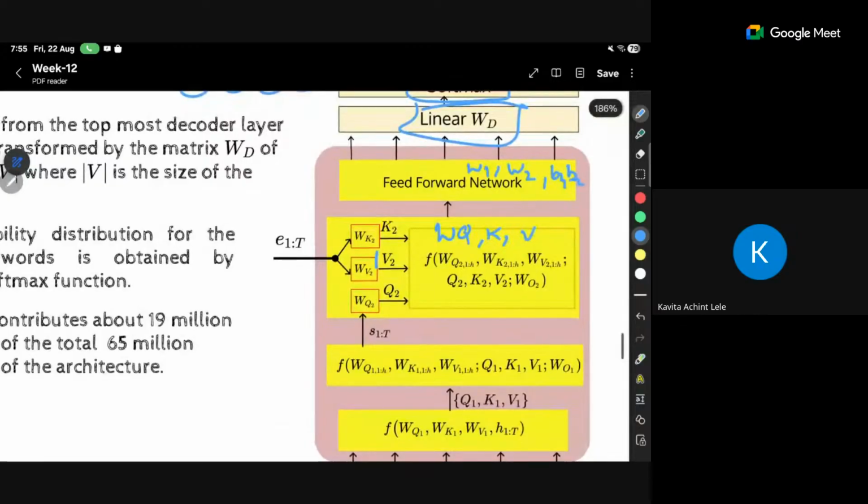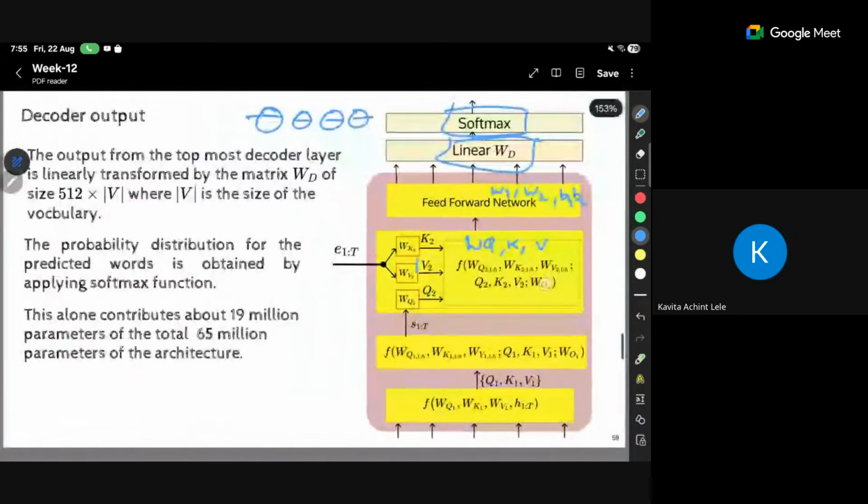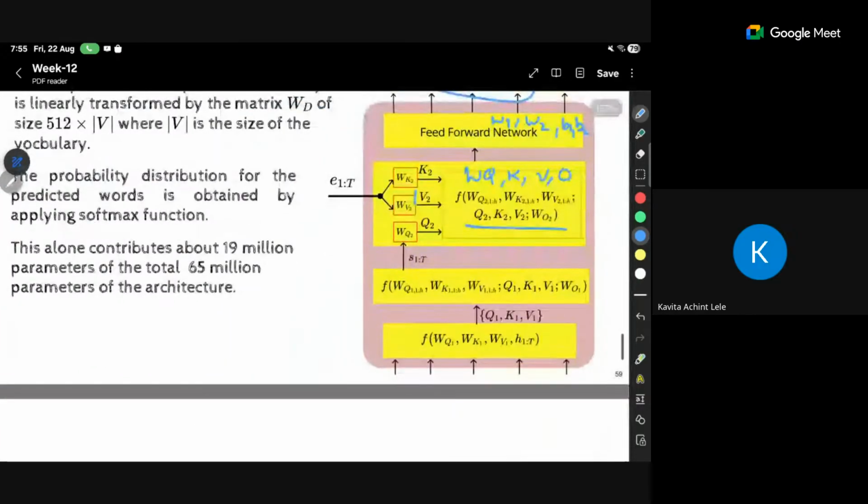Wait, I think maybe O is going to be there. I think it's mentioned there. I don't see a reason to do that, but okay, fine. So we can have multiple heads here also, and we'll have multiple heads here also. This is just a masking. They are representing masking here, that how masking will look like.